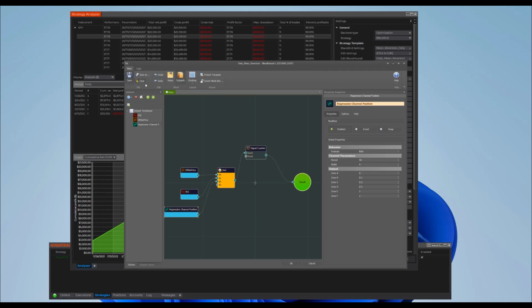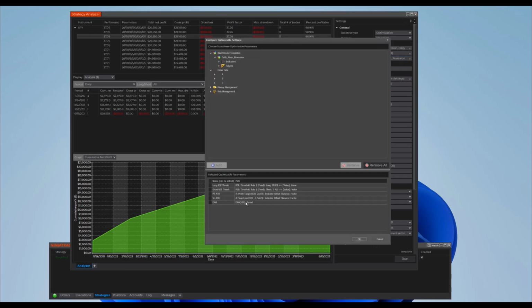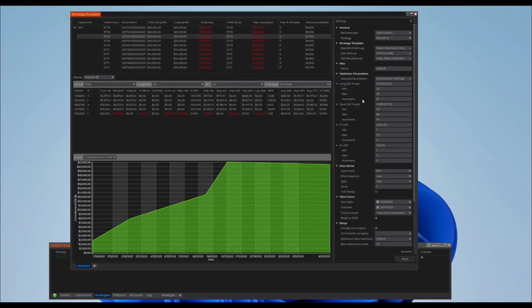I'm just going to do it blindly, because it's a lot easier. And then the second thing I want to do is remove the EMA period. I don't think that really makes a difference. Just take that right out. That'll reduce the number of calculations that the optimizer will have to do. Once I hit OK in there, you'll notice the optimizer parameters have now been reduced to just 4. The EMA is no longer there.